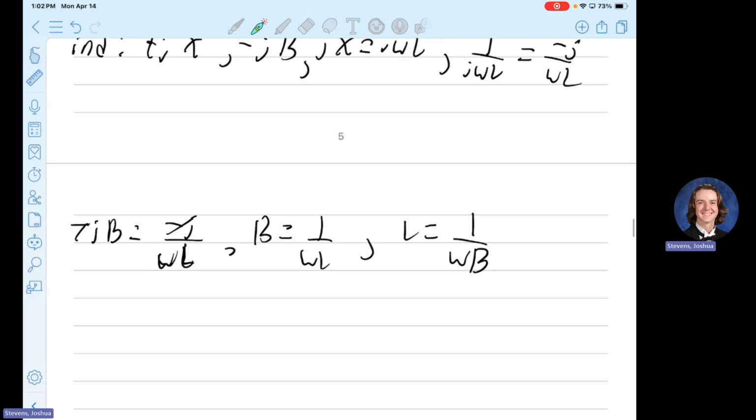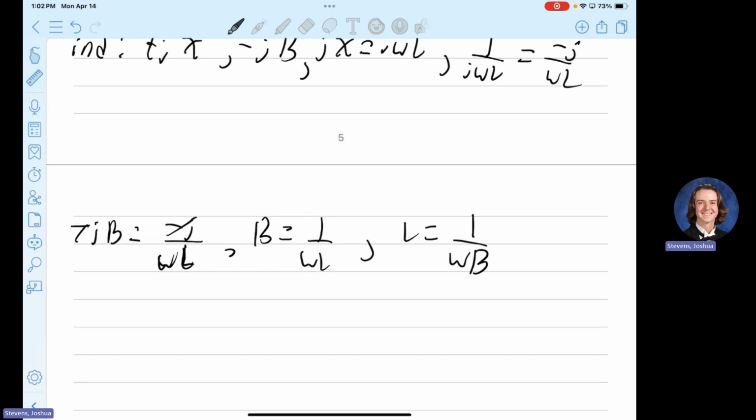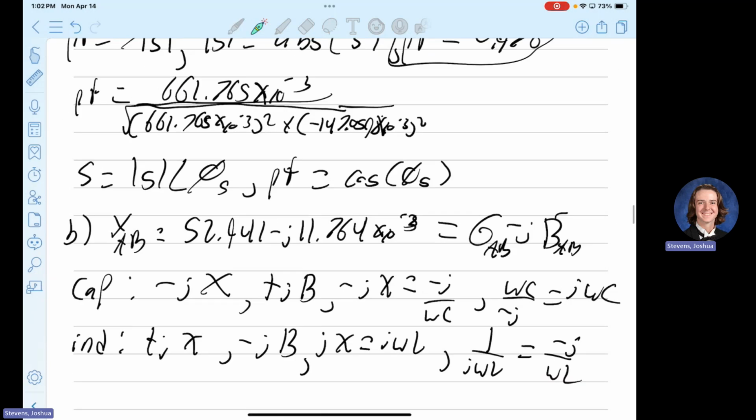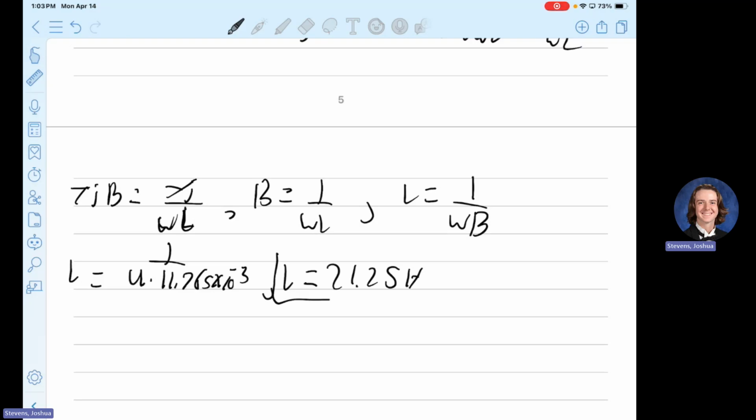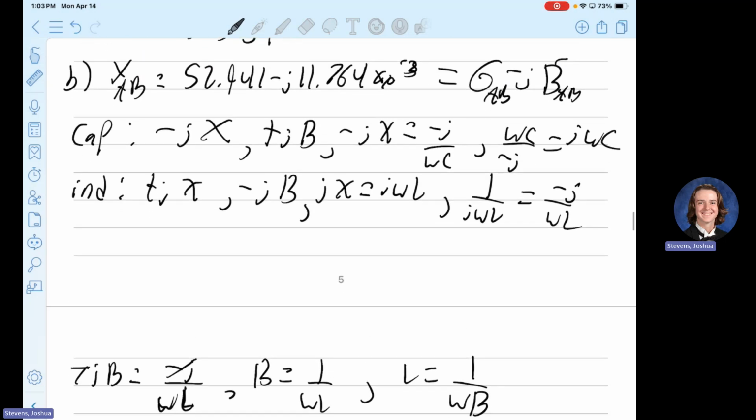No? Okay. So when you plug in 4 for omega, and the susceptance is that, I'm just going to write it out. 1 over 4 times 11.76, sorry, 11.765 times 10 to the negative third, because it's milli. L then becomes 21.25 henries. Okay. We found what the equivalent inductance value would be.